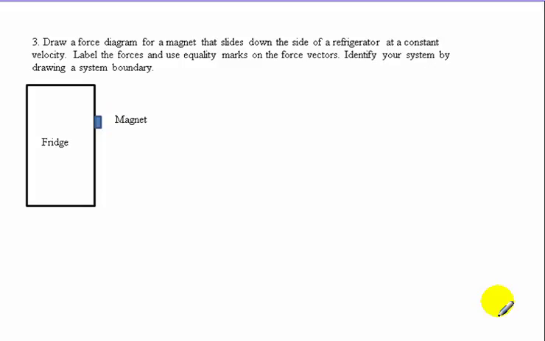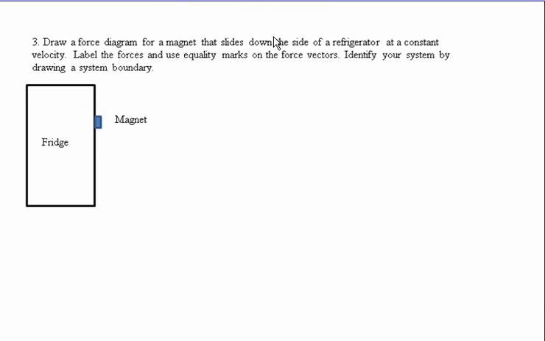In this video we're going to talk about how to draw qualitative force diagrams. So I have two examples for you. The first one we're going to look at is number 3 on the set of practice problems, and we're interested in a magnet on a fridge.